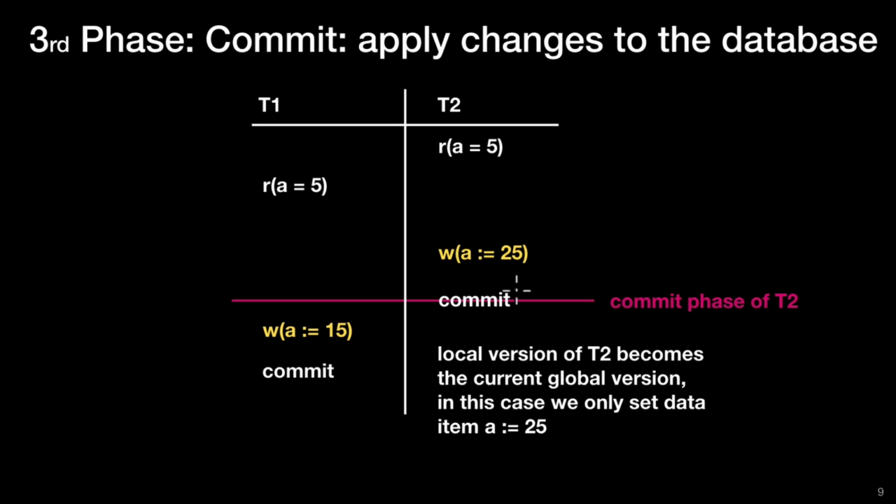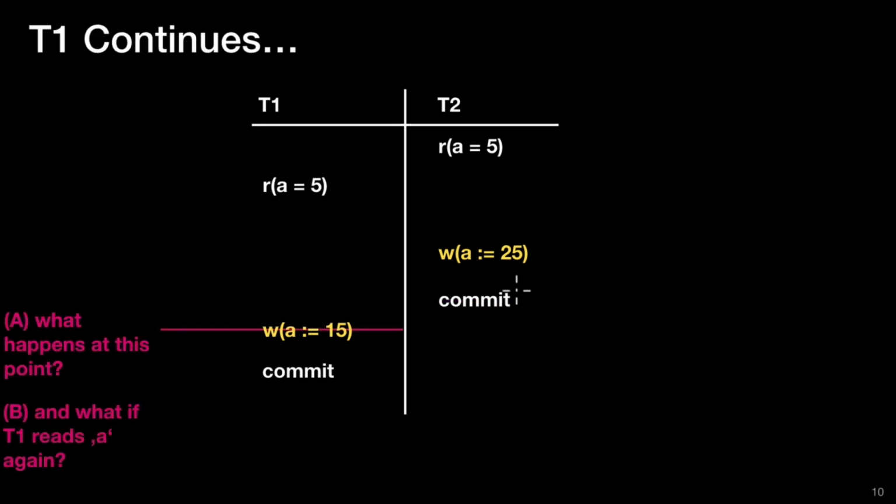So let's continue with what happens when transaction 1 now writes the data item. Here, transaction 1 continues operating. It writes database item A and sets it to 15. And the question is, what happens at this point with the database state? And question B is, what if T1 reads A again?